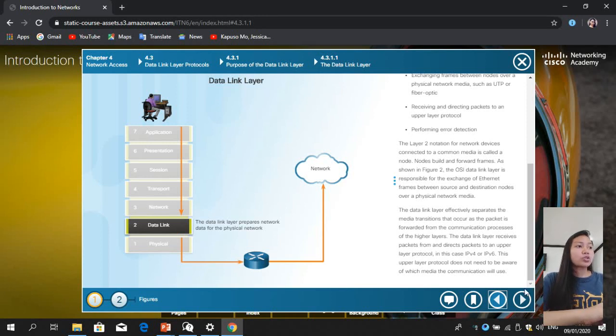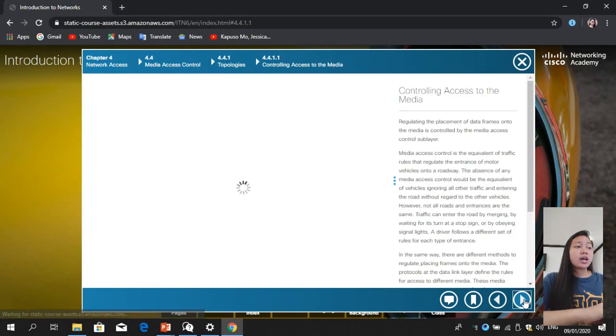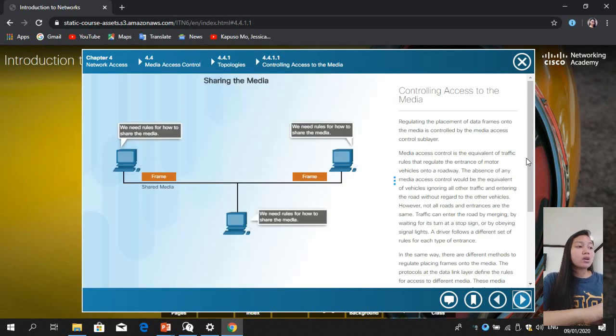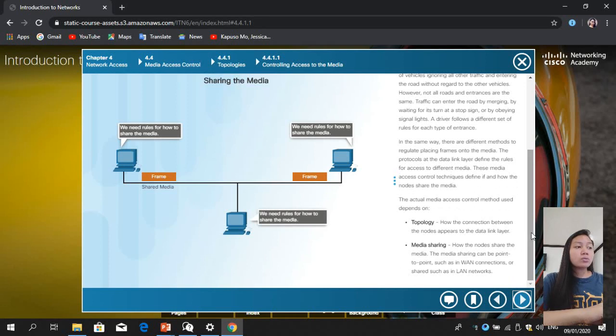Also, we study controlling access to the media. There is the topology, which is how the connection between the nodes appears to the data link layer, and the media sharing, which is how the nodes share the media. The media sharing can be point to point, such as in WAN connections, or shared, such as in LAN networks.